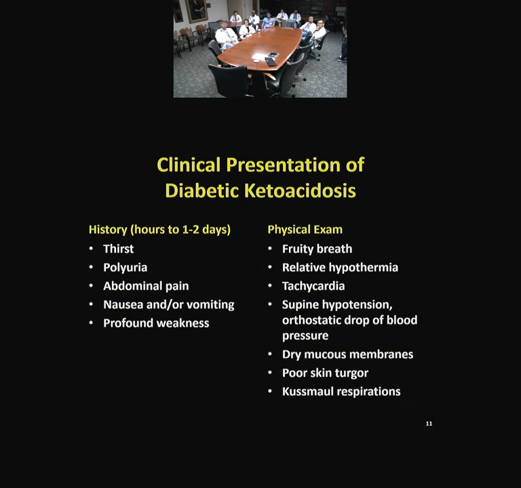So they have a history of, again, hours to 1 or 2 days of thirst, polyuria, abdominal pain, nausea, vomiting, and weakness. And on physical exam, we will recognize the fruity breath that comes from the ketones, the hypothermia, the tachycardia. Usually they are volume depleted, so they are tachycardic, they have hypotension or orthostatic blood pressure, they have dry mucous membranes, they have the deep respirations, and they are trying to get rid of these acids.